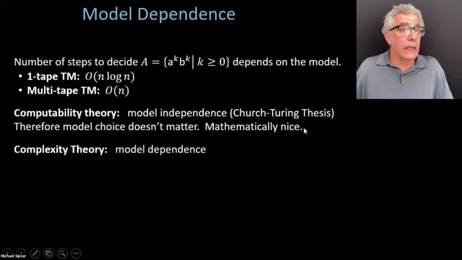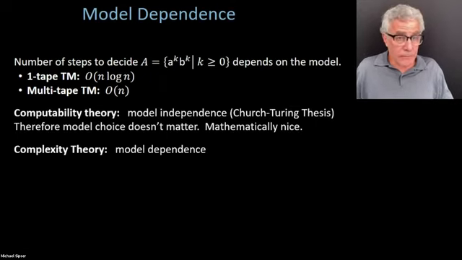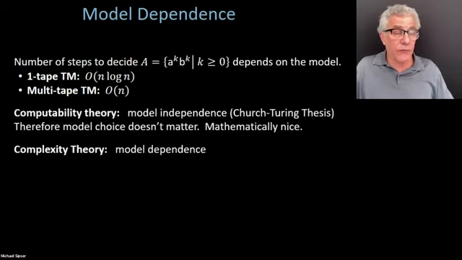Now that goes away in complexity theory. Now we have a difference depending upon the model. And from a mathematical standpoint, that's a little less nice because, which model do you work with? If you want to understand the complexity of some problem that you have at hand, now you have to make a choice. You're going to work with a Turing machine, and how many tapes, or you're going to look at some other model, and you're going to get different results. So it's somewhat less natural from a mathematical standpoint just to talk about the complexity of some problem.